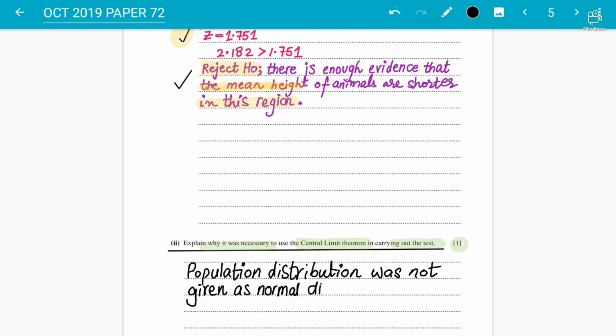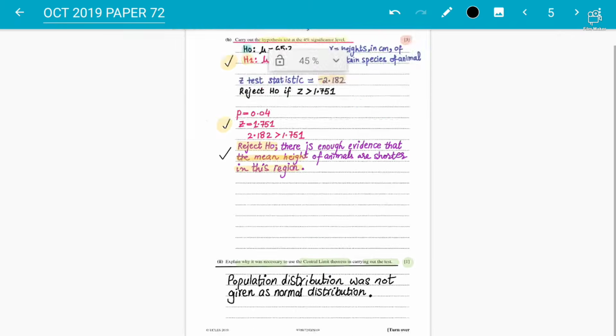That is why we have to apply the central limit theorem: the random sample size was greater than 30. As you can see, n was 60. So the population was not given as normal distribution. This one-line statement will give you the complete 8 marks for this question.